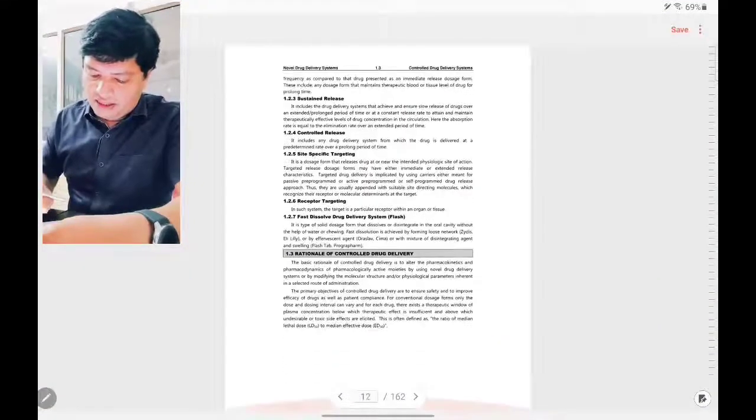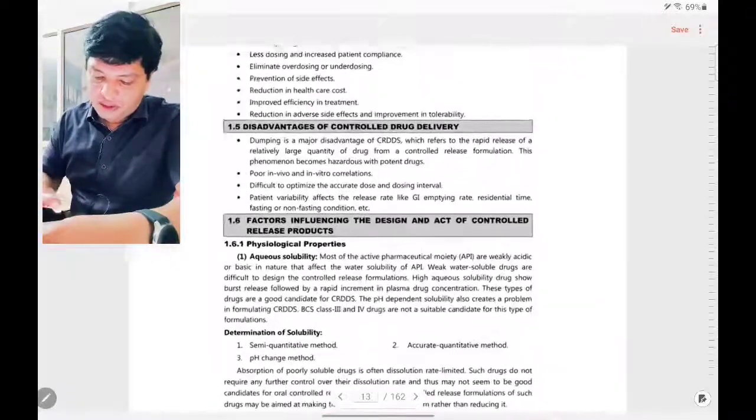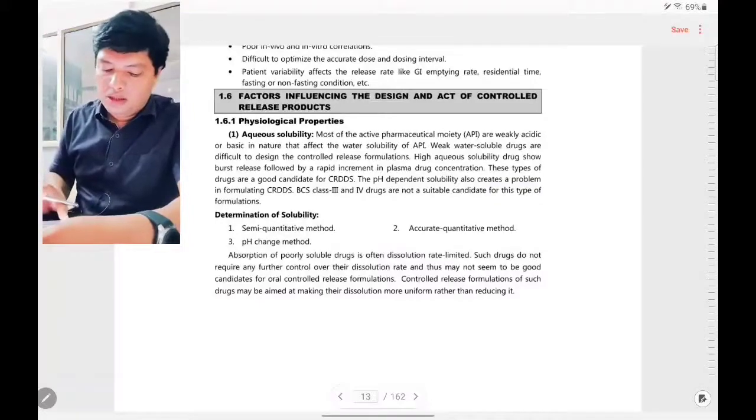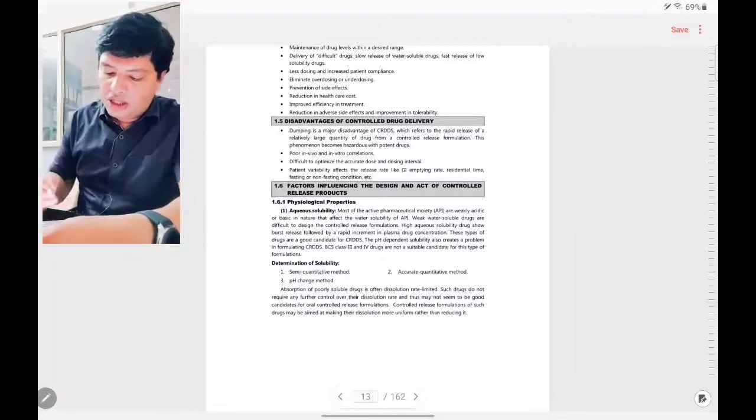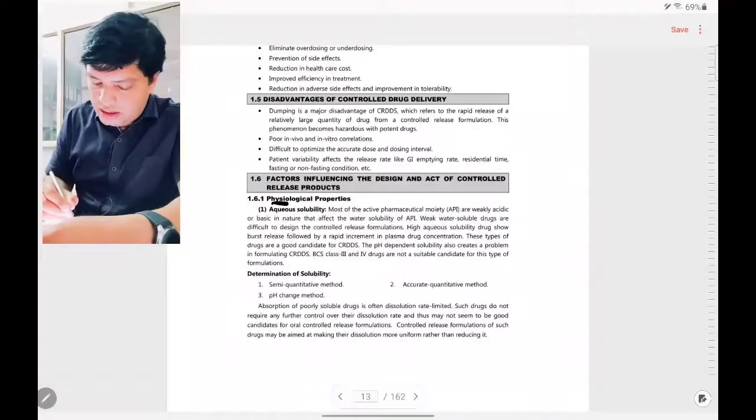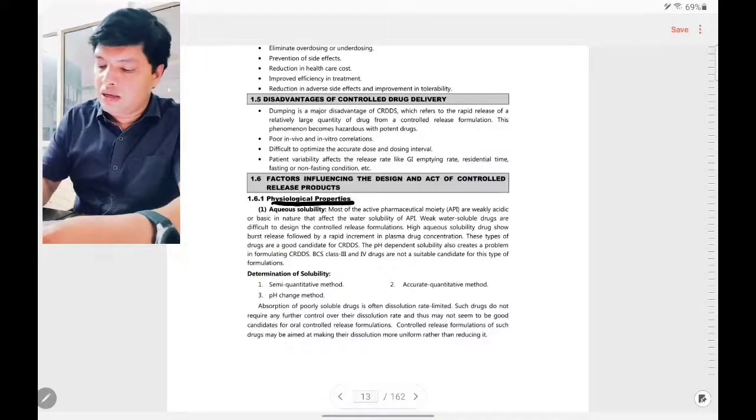Yeah, if you go to the factors, the factors have been divided into two types. What are those? Physiological properties. Here you can clearly see this one. Okay, this one is physiological property.